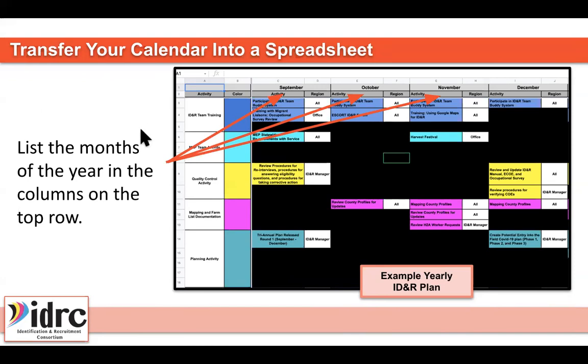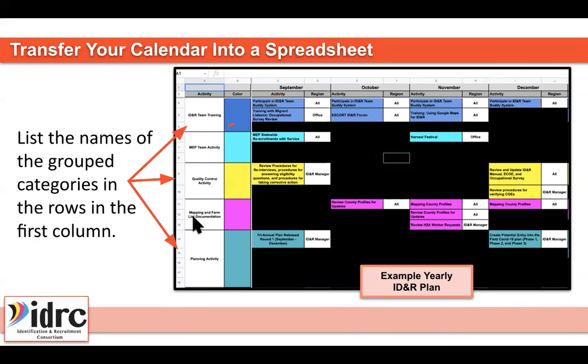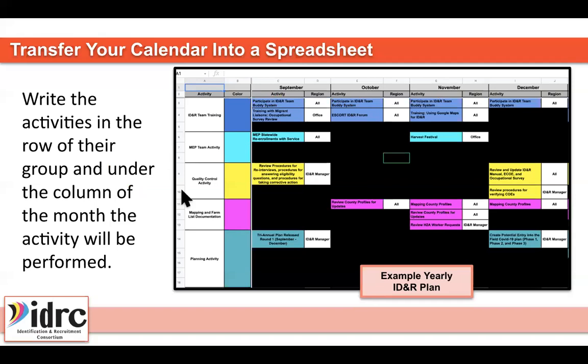Then on the left-hand side of the screen, you can break it down into the different groups of activities. So you're going to have those group names of activities in the first row and the months along the top columns. You can then begin writing the activities in each group under the column of the month where the activity will be performed.